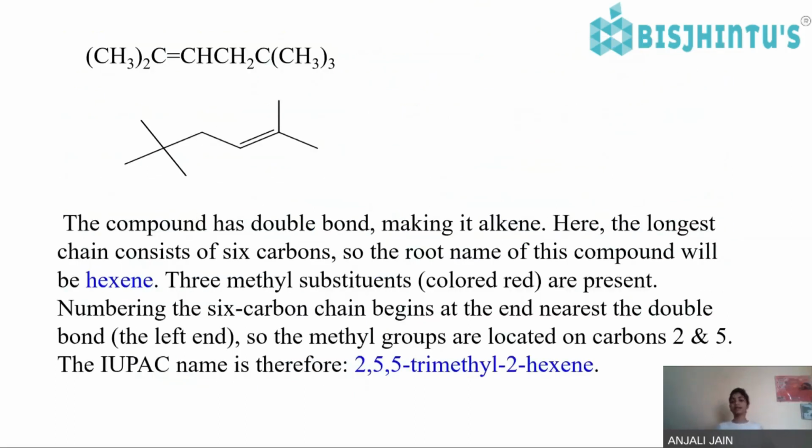Over here, I have taken one illustration to show you the example of 2,5,5-trimethyl-2-hexene. We know that hexane is the main chain, with substitutions at the second and fifth positions. At the fifth position, there are two methyl groups. And hexene is there, so at the second position there is a double bond, and 2,5,5 refers to the methyl groups at the second and fifth positions.